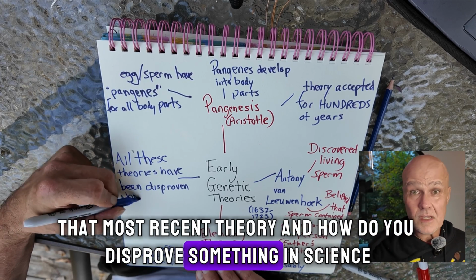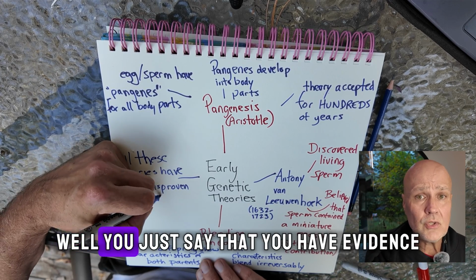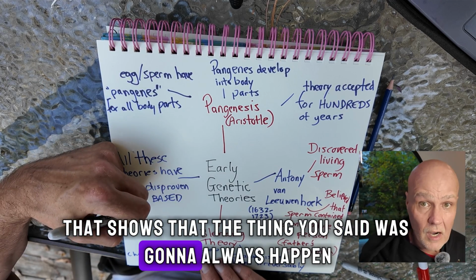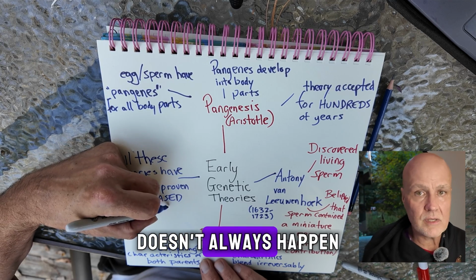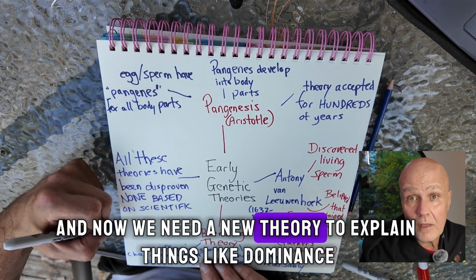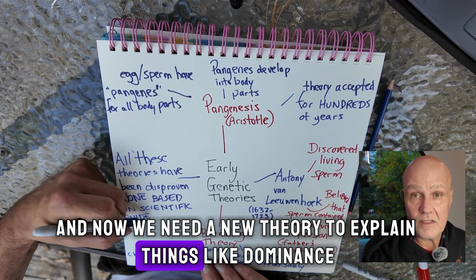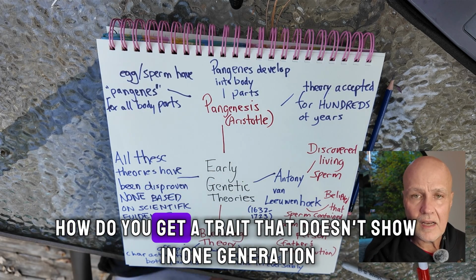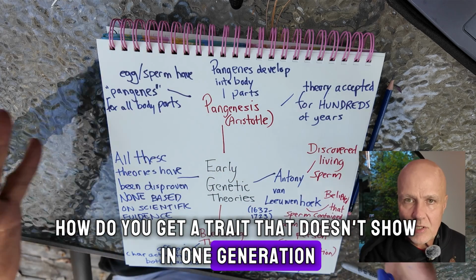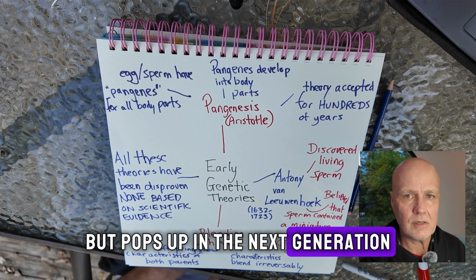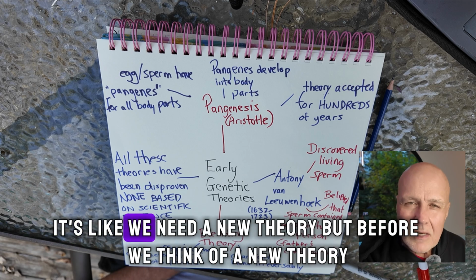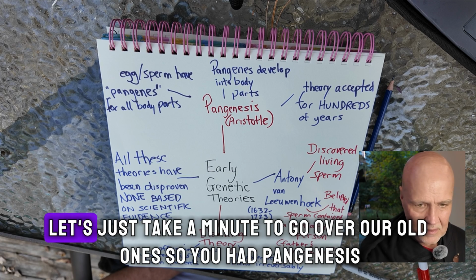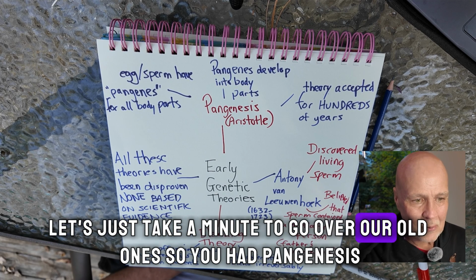And how do you disprove something in science? Well, you just say that you have evidence that shows that the thing you said was going to always happen doesn't always happen. And now we need a new theory to explain things like dominance, recessiveness. How do you get a trait that doesn't show in one generation but pops up in the next generation? It's like we need a new theory. But before we think of a new theory, let's just take a minute to go over our old ones.